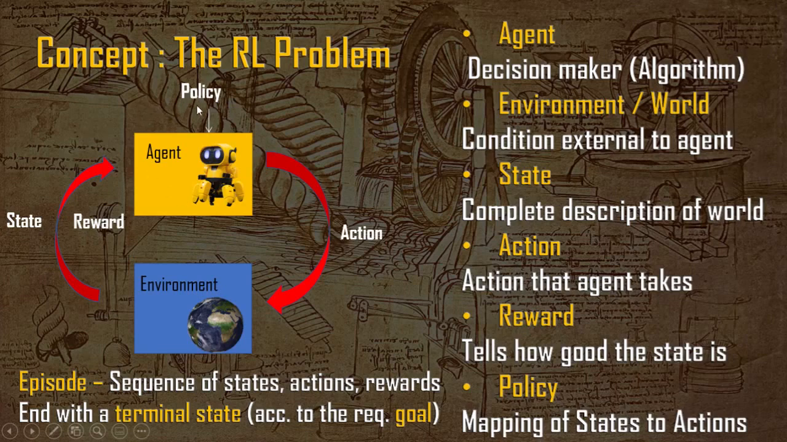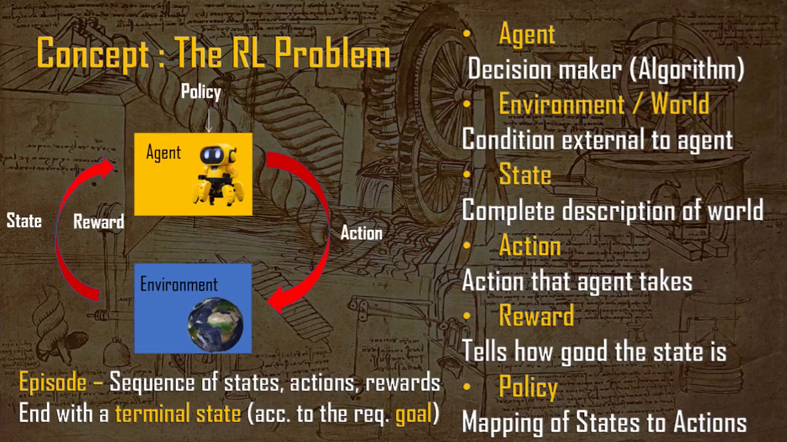States. I've also mentioned policy here. So what does that mean? The agent is basically the decision maker, in most cases an algorithm that we would be defining, or even simply a function. And the environment or the world is something that is external to the agent. State is a complete description of this particular environment or the world. There is another term that I want to briefly touch on, called observation. Observation is something that can be partial as well. When we have partial data of the environment, it can be considered an observation. But a state is always something that completely describes the world.